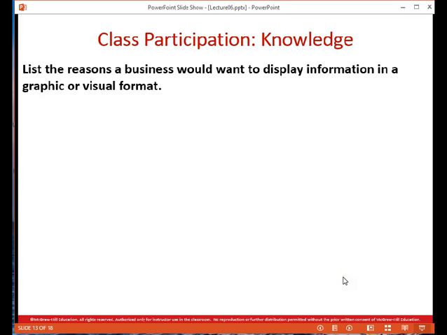So, we need to list the reasons a business would want to display information in a graphical or visual format. Information is powerful, and it can tell an organization how the organization's current operations are performing, and information can help the organization estimate and strategize about how future operations might perform.